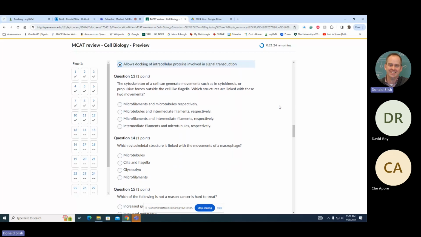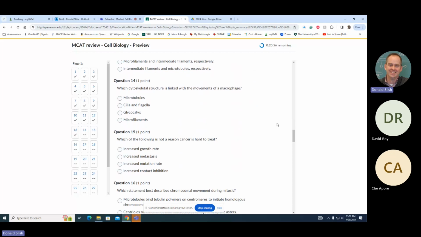Cytoskeleton of the cell can generate movements, cytokinesis, or propulsive forces. Which structures are likely linked to these? Okay, so cytokinesis versus flagella. Cytokinesis is microfilaments, and microtubules for the flagella. Intermediate filaments don't do any movement. So all three of those are out for that reason.